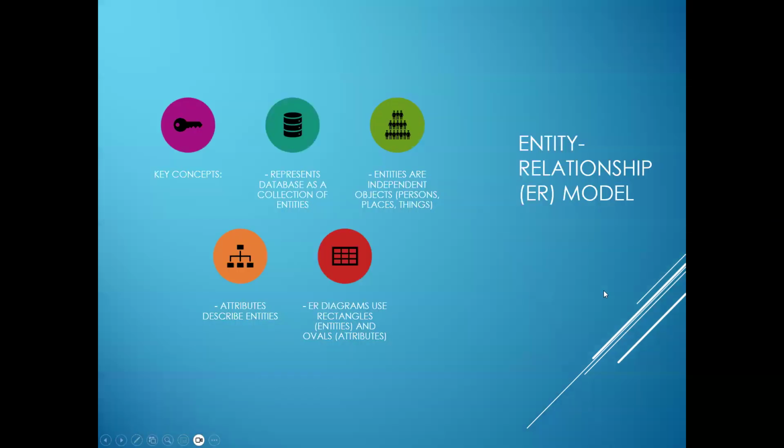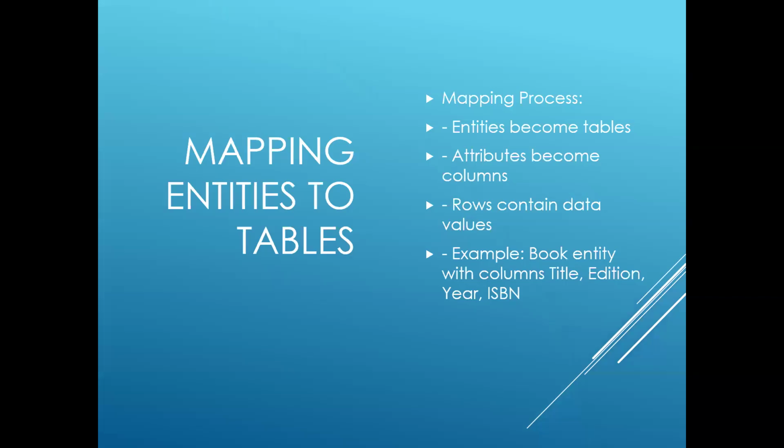Okay. So the entity relationship model, like you already know the ER diagram. Key concepts: it represents a database as a collection of entities. Entities are independent objects, persons, places, or things, and attributes describe entities. ER diagrams use rectangles for entities, and also attributes. Okay. So we will see what the entity diagram is like in actual. What do you mean by logical schema and what do you mean by physical schema? We'll understand.